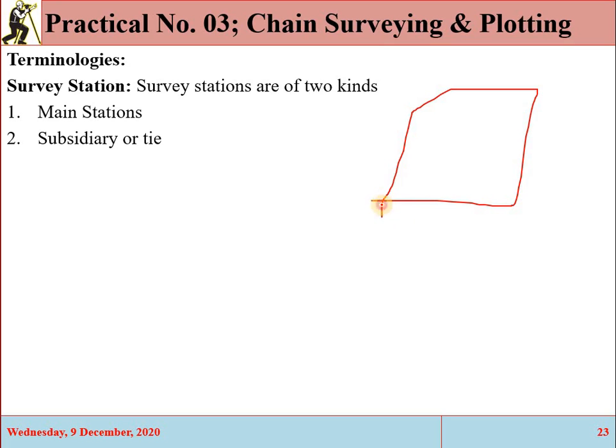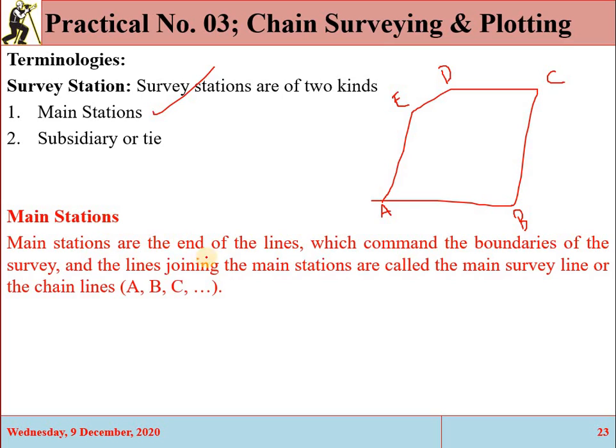Suppose this is one point, this is another point, this is another point, and so on. So these A, B, C, D, and E are the end points of the boundaries, and these are called the main stations. Main stations are the ends of the lines which command the boundaries. This is the area which we have to survey, and AB, BC, CD, DE and EA are the boundaries of that area.